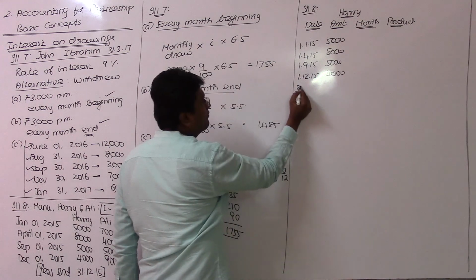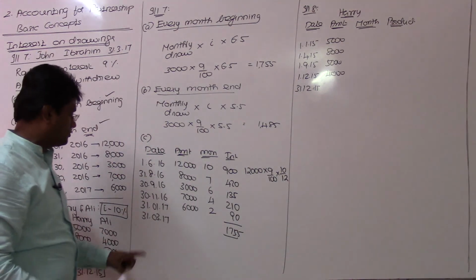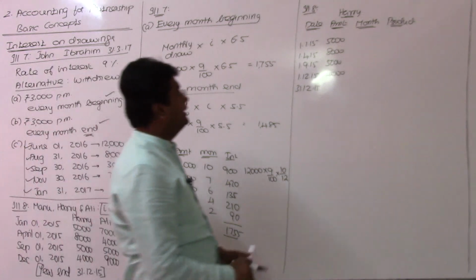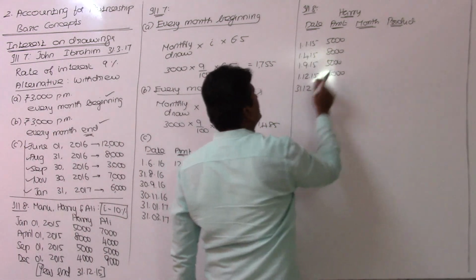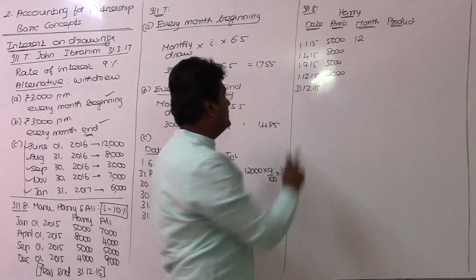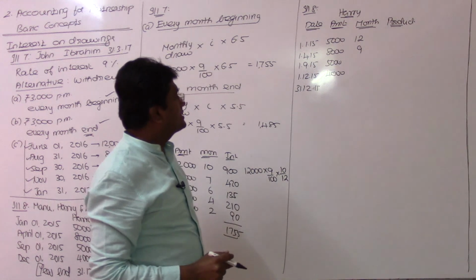Year end is 31st December 15. Earlier it was 31st March 17. This is the financial year end, this is the calendar year end here. So for the first case, 12 months will be applicable. For the second case, 1st April to the year end, only 9 months applicable.